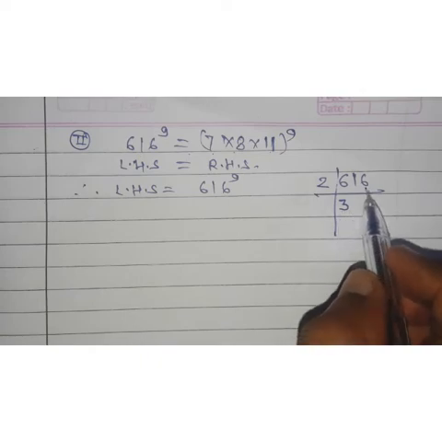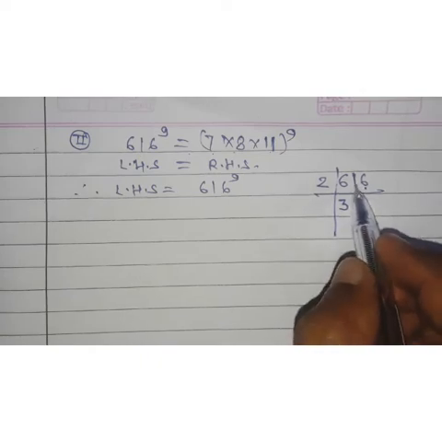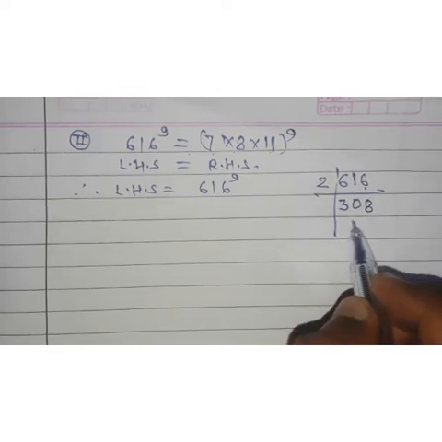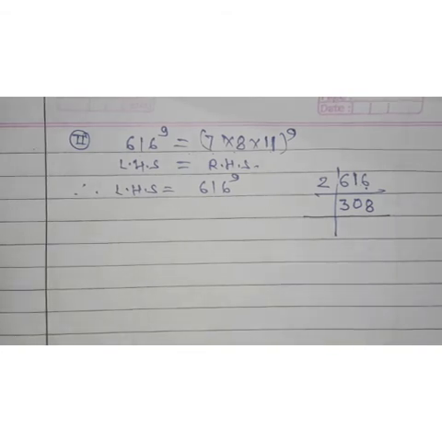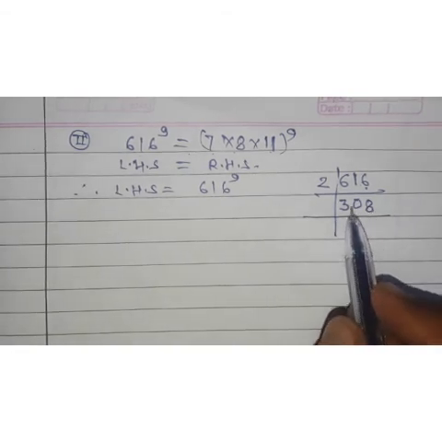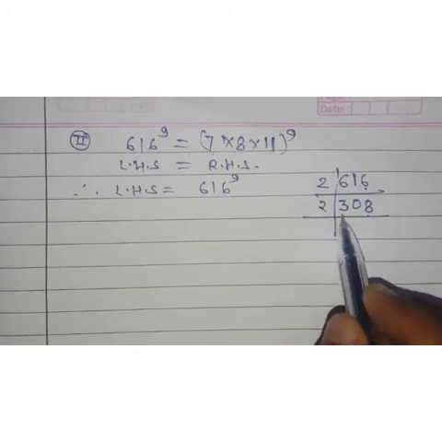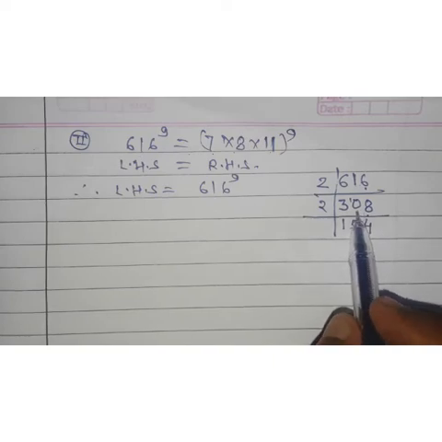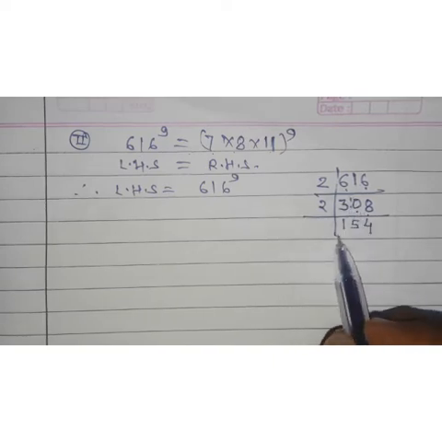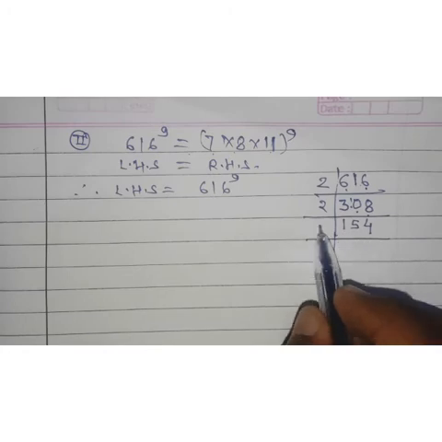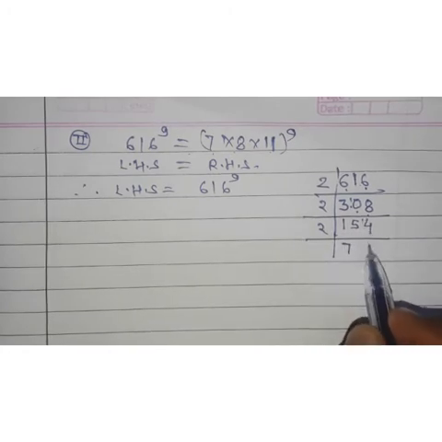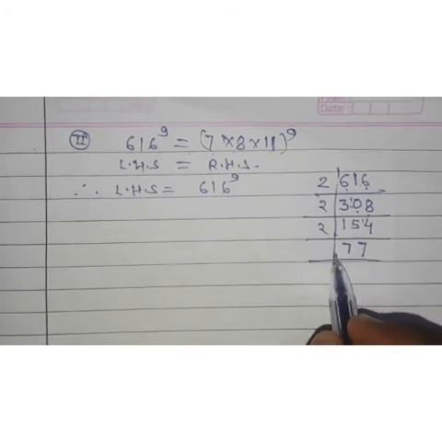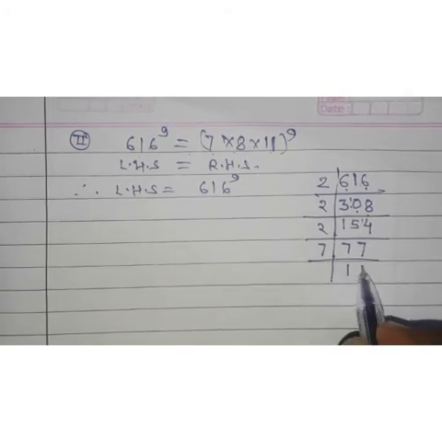Then 0 because the remainder is 0. Then 2 eights are 16, 308. Then again table of 2 because the unit place is 8. 2 ones are 2, 1 carry, 2 fives are 10, 2 fours are 8. Why did I take 0? Understood all? Because the remainder is 0, so I took 0. Okay. Then table of 2 again, 2 sevens are 14, 1 carry, 2 sevens are 14.